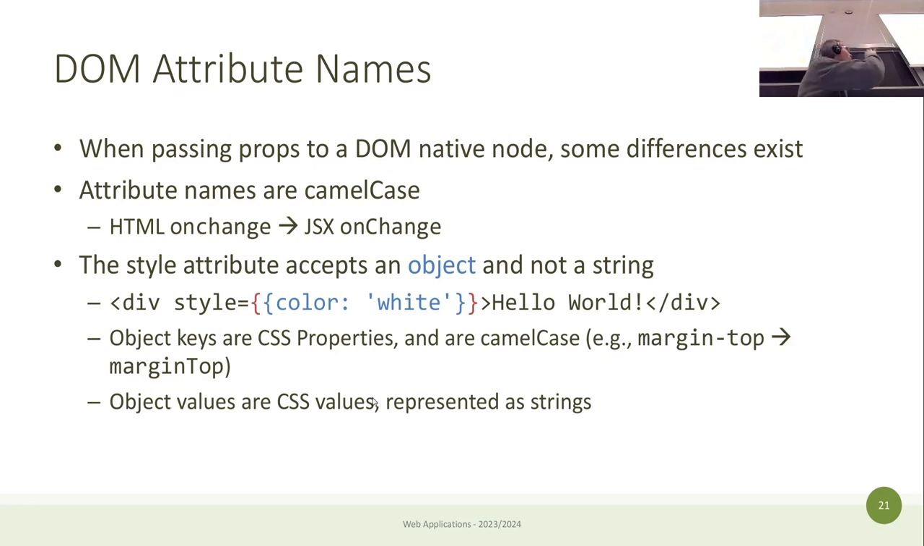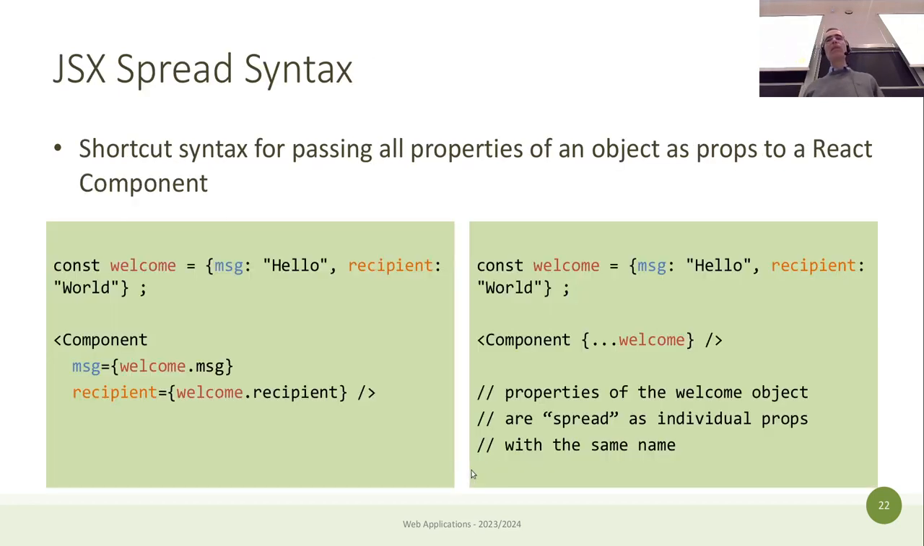Okay, then there are a bit of technicalities for some attributes, like the style, you need to pass an object and not a string of properties and stuff like that. There are camel case and not with a dash and all this stuff. But when you need them, you will search a little bit online and you'll find somebody that suggests how to do it, okay? This is just for completeness.